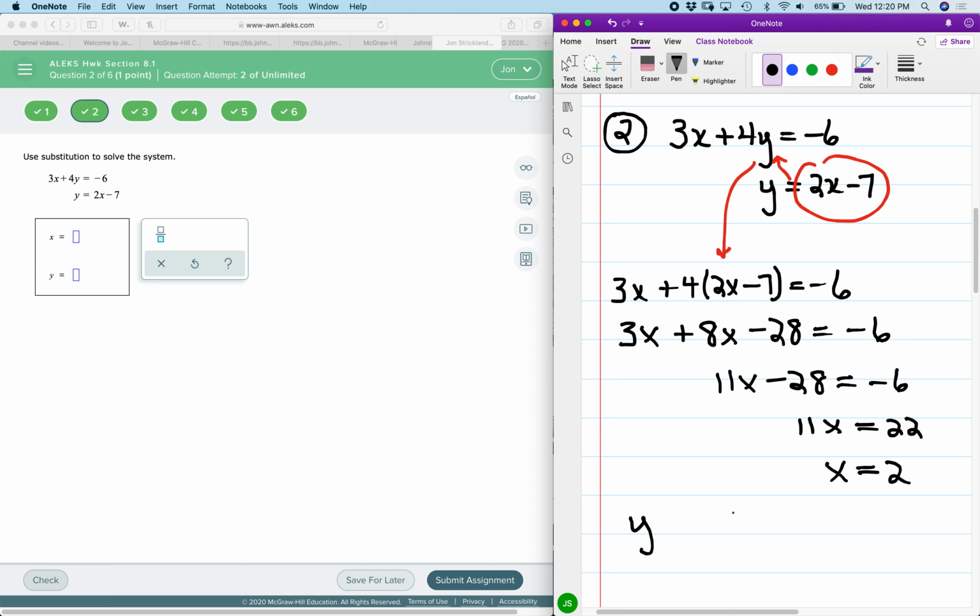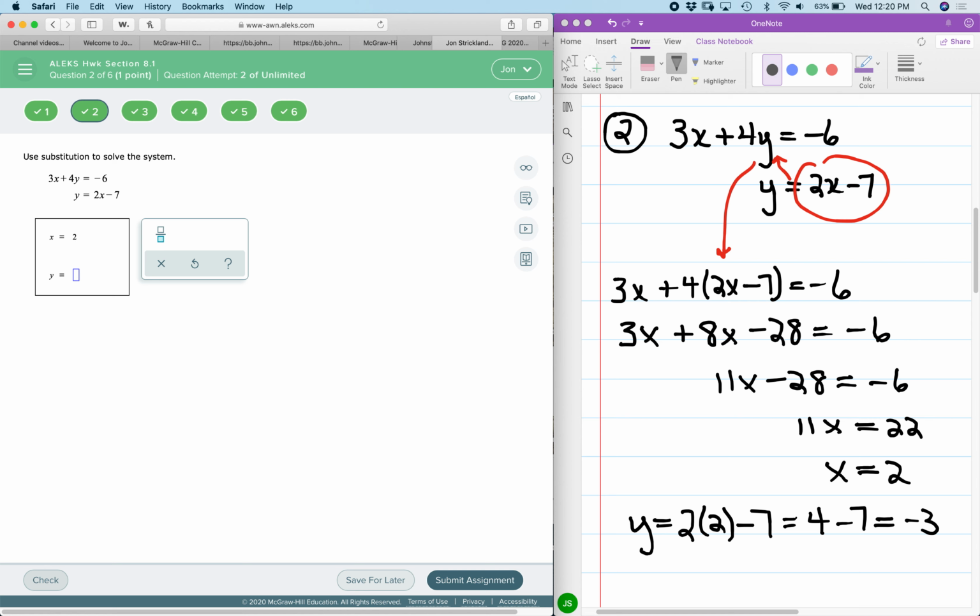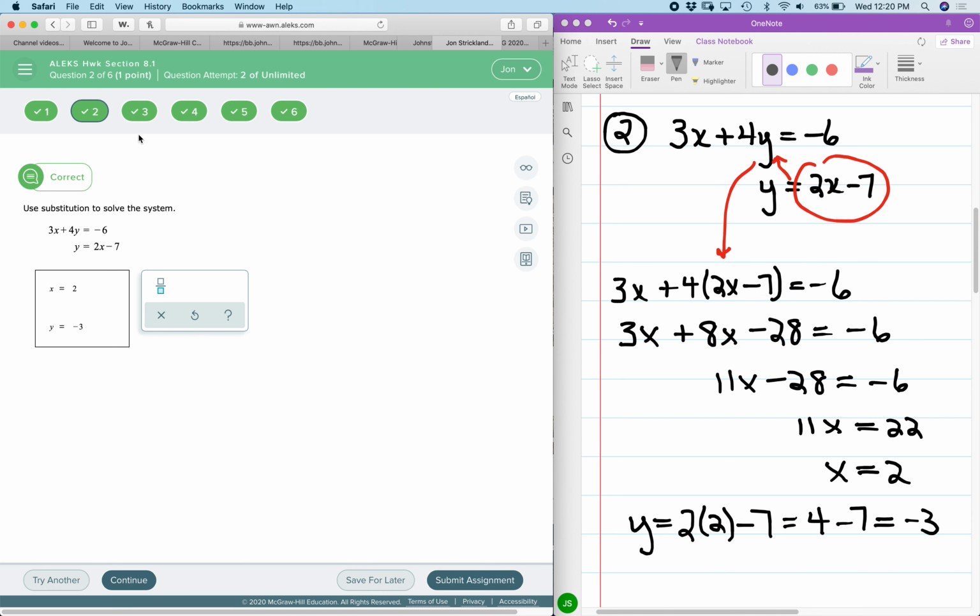Taking what we have in x and solving for y. With y at 2x minus 7 and with x at 2, I can say that y is equal to 2 times 2 minus 7. 2 times 2 is 4, and 4 minus 7 is equal to negative 3. So we have x at 2 and y at negative 3, and checking out, the result is correct.